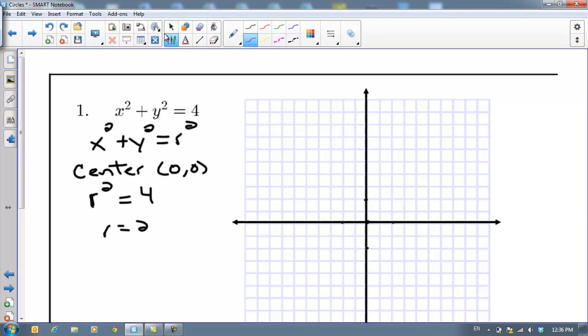Now I can't freehand these circles very well, so I'm going to go up here and have this shape do it for me. Just center it right there, and we go out a radius of 2. And that's how you graph that. It's pretty basic and pretty easy.